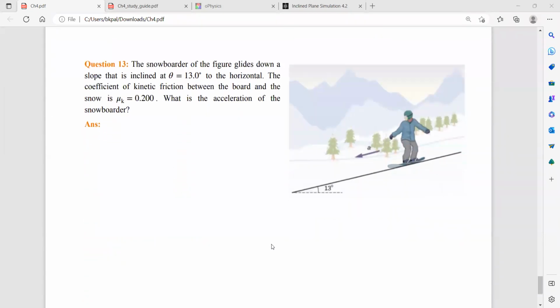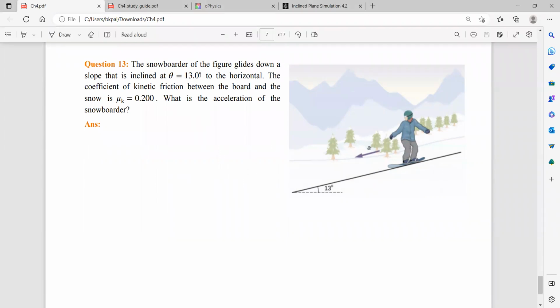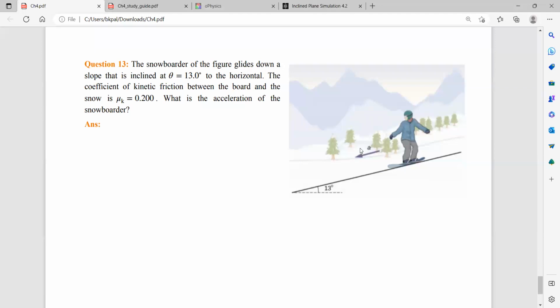Okay, so here you see that we have a snowboarder. This person slides downward on an inclined plane. So here you see that the inclined plane angle is 13 degrees. And the coefficient of kinetic friction is also given, this one. What is the acceleration of the snowboarder? So we have to calculate the acceleration. Because this person is moving downward, if there is some acceleration, it will be downward. From our common sense, we have to understand this.